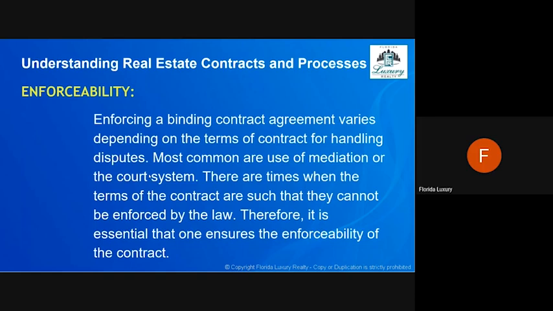enforceable. And really, the only time enforceability comes in is if there's a dispute. Oh, well, the contract said this and you're doing that. Now we have a dispute. Or I'm canceling the contract and I want my escrow money back. Okay, well, we need to go through the contract to make sure certain terms have been upheld.